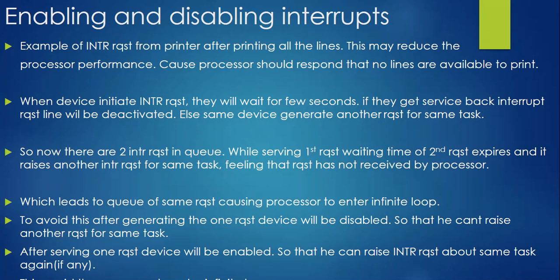So this kind of problem will lead to a drastic decrease in the processor performance, because continuously the processor should respond to them and let them know that there is no content available to print. So we can avoid that by using a signal called enabling and disabling, by the processor to devices exactly. So that is the first example of an interrupt request from a printer after printing all the lines. This may reduce the processor performance, because the processor should respond that no lines are available to print. So this will harm the processor performance exactly. Okay, fine.